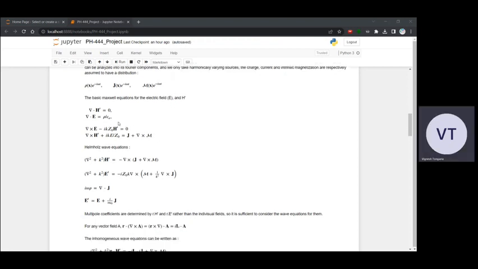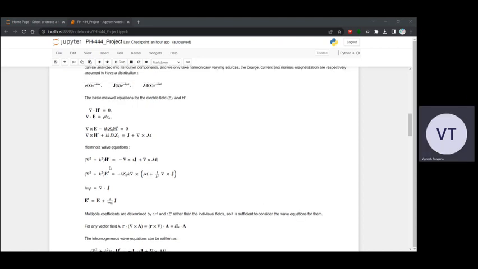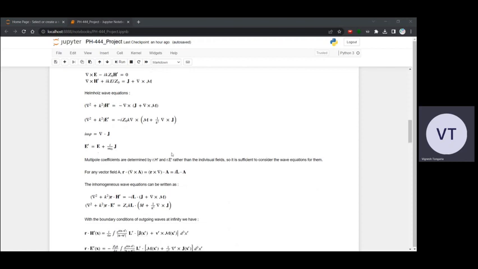And we have these basic Maxwell equations for E and H', where H' is given by B over mu naught. We can further translate these equations into the Helmholtz wave equation, where (del square plus k square) acting on H' gives you the curl of J plus the curl of magnetization. And we will also use the continuity equation, and E' is given by E plus i over omega epsilon naught times M dot J.